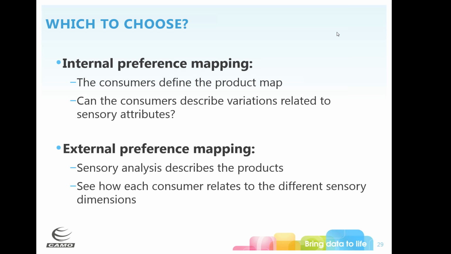When you're doing your internal preference mapping, the consumers are the ones that define the product map. So it's going to explain how much your consumers like things. Can your consumers describe the variations related to the sensory attributes? In the external preference mapping, your sensory analysis describes the products. So it sees how each consumer relates to the different sensory dimensions.